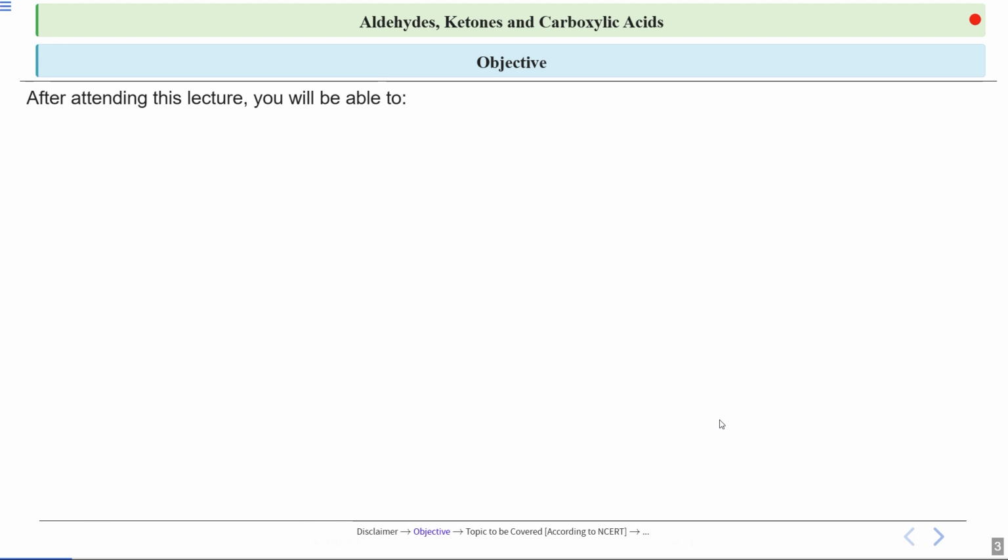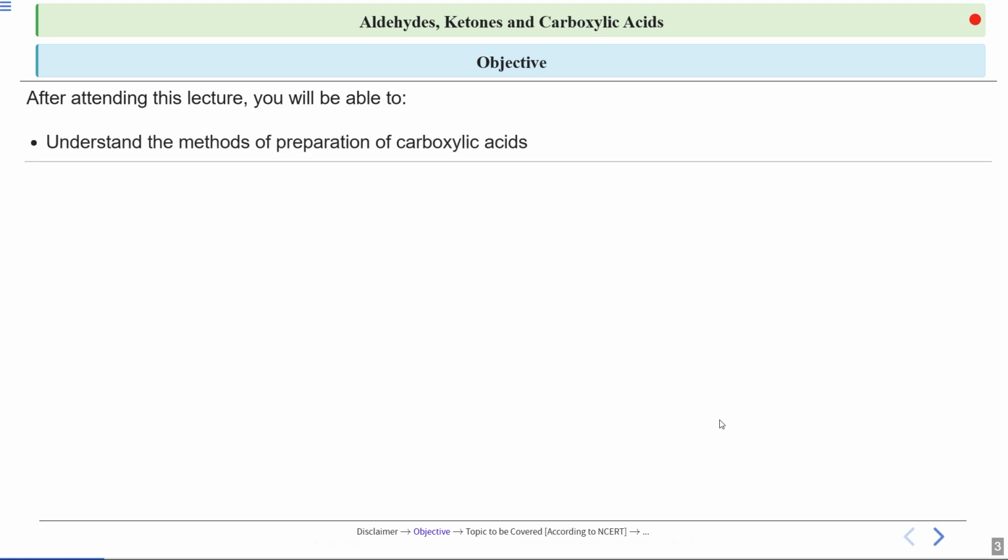So what is the objective of today's lecture? After attending this lecture, you will be able to understand the method of preparation of carboxylic acid. So in today's lecture, our main focus will be the preparation methods of carboxylic acids.